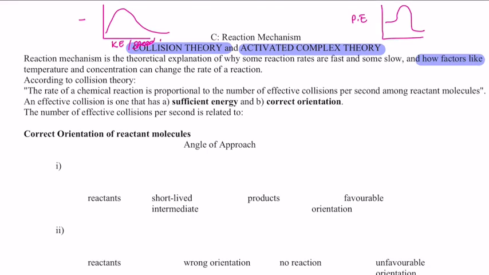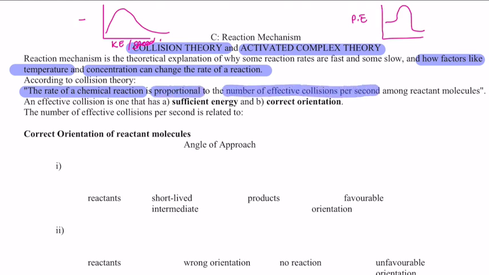Reaction mechanism is the way with which we explain how factors like temperature and concentration can change the rate of the reaction. So, an explanation of why increasing temperature increases the rate of the reaction, or why increasing concentration increases the rate of the reaction, usually. In order to explain this, we posit this idea that the rate of a chemical reaction is directly proportional to the number of effective collisions per second.